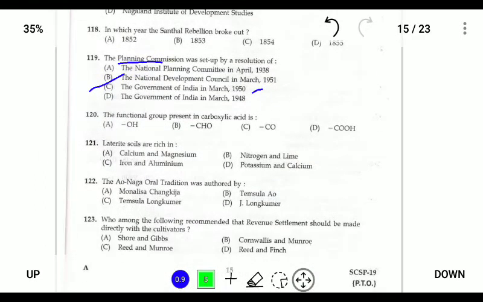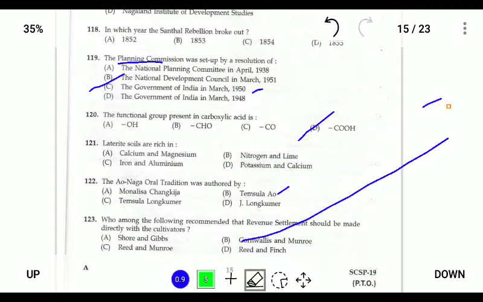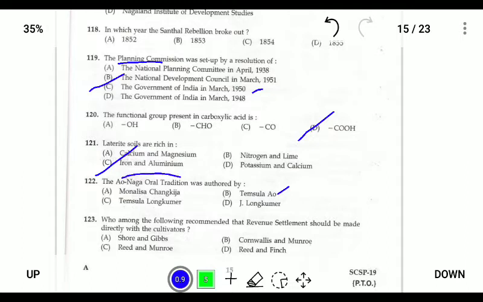Next, the functional group of carboxylic acid. So the carboxylic acid is COOH. For example, the most common carboxylic acid is the vinegar, which is CH3COOH, or acetic acid. Next, laterite soils are rich in. So the laterite soils are rich in iron and aluminum. Laterite means brick, and it is red in color and contains iron and aluminum.